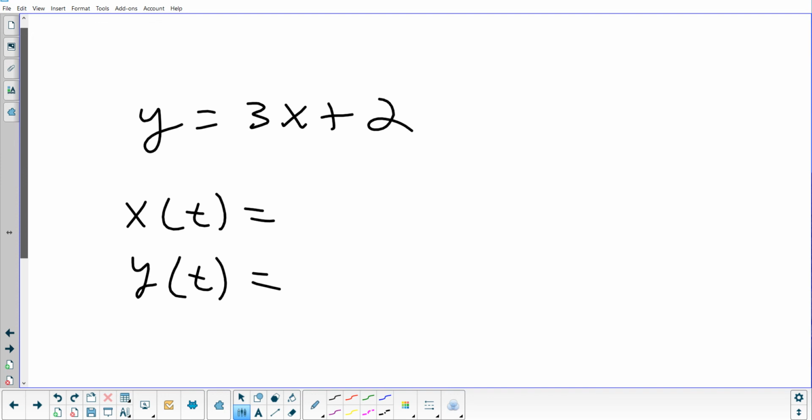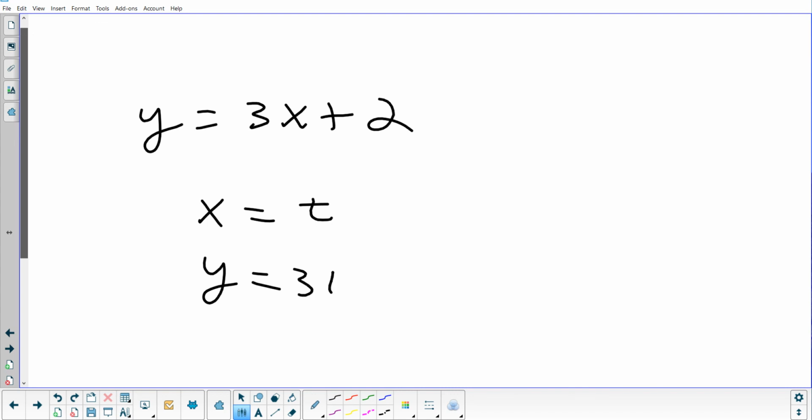Let's let x equal t. So let x equal t. So essentially, if you want to look at it the way we were doing it before, this is how I wrote the equation. X equals t. And now, what could you let y equal? So when you did that substitution, you got 3x plus 2. Okay? 3t plus 2.